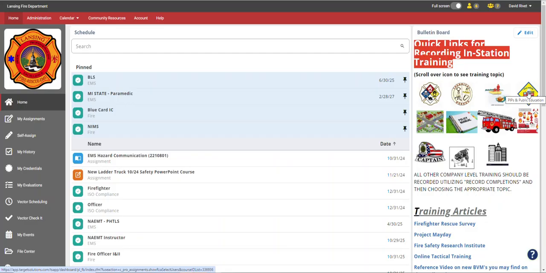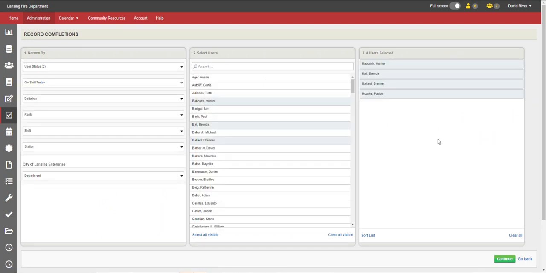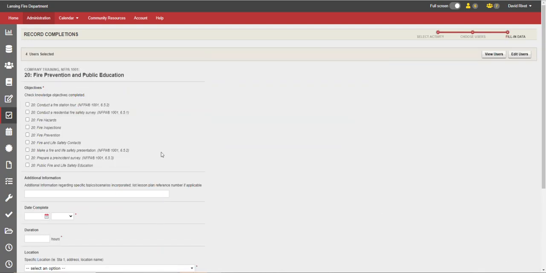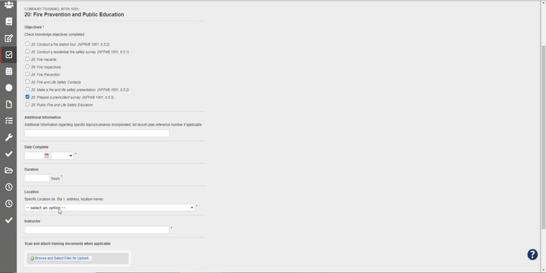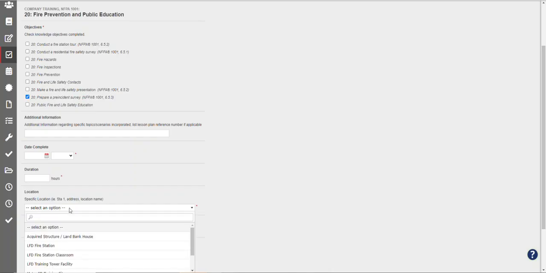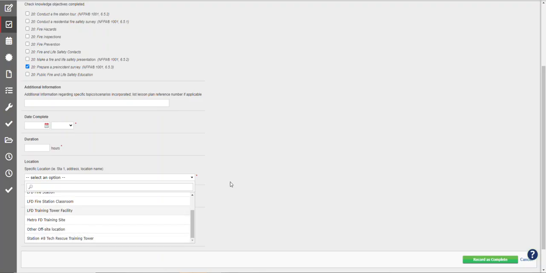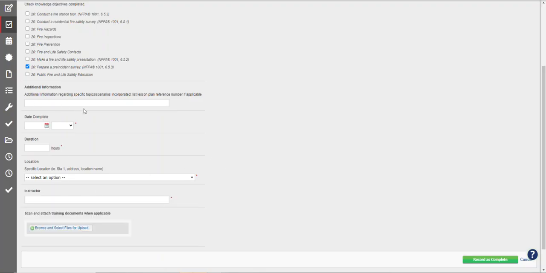Now this is important. I've talked about this a few times. I just want to let you know, if you click on this and we select our staff that were there that day, this is going to be important for your PIPs that you're doing now. As you prepare a pre-incident survey, you can count that as training. So you would select that, what building you did it at, the time, how long it took you. It'd be off-site location. I would put in here the address and the PIP that you did, okay, and then who was the person that did most of the PIP planning, and then you would record that.